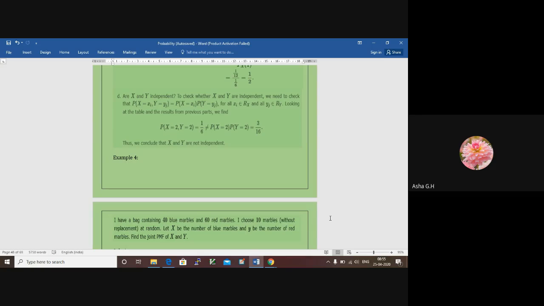It's a very interesting question. You apply whatever you want, permutations and combinations you can apply. You can think about it as we have a large number of sets here. We have a total of 100 marbles, 40 blue and 60 red. Out of 100, we want to pick 10. We have defined x and y, and we have to find the PMF, the probability mass function, for x and y. Just think about it.